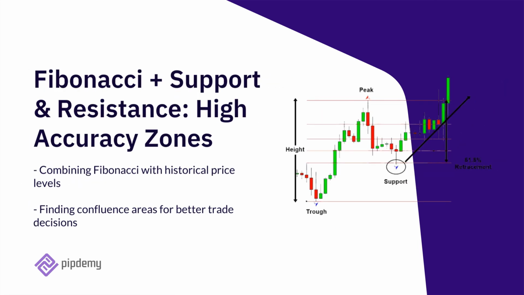Not all Fibonacci levels are equal. Some work better when aligned with historical support and resistance. If price retraces to 50% Fibonacci, and it's also a previous resistance turned support level, the chance of a bounce is much higher. When Fibonacci levels match key zones, traders increase their accuracy and avoid false signals. The secret? Look for confluence. Multiple signals, confirming the same level.